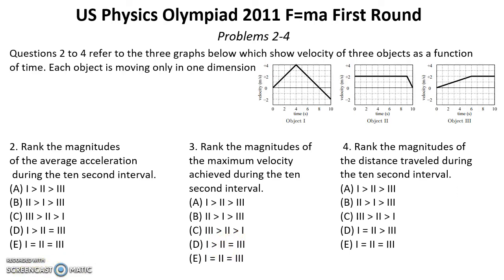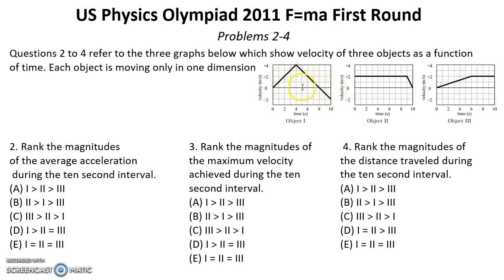Problem number 4. Rank the magnitudes of the distance traveled during the 10-second interval. Solution. To count what is total distance, we need to count what is area under the curve, but distance, it means that that would be absolute value.